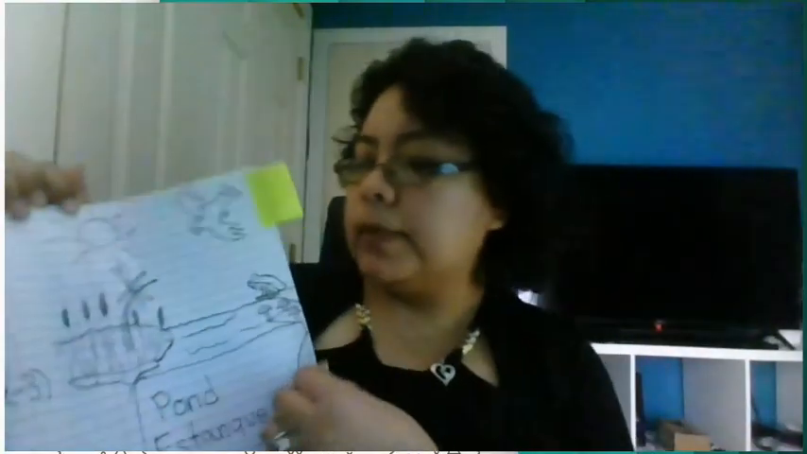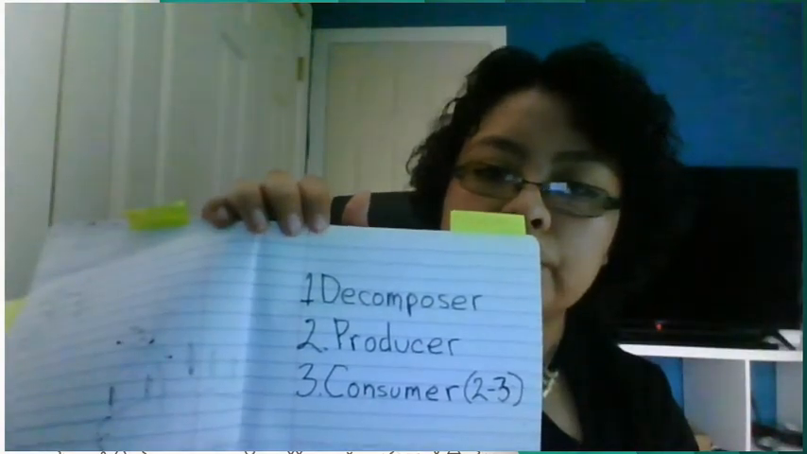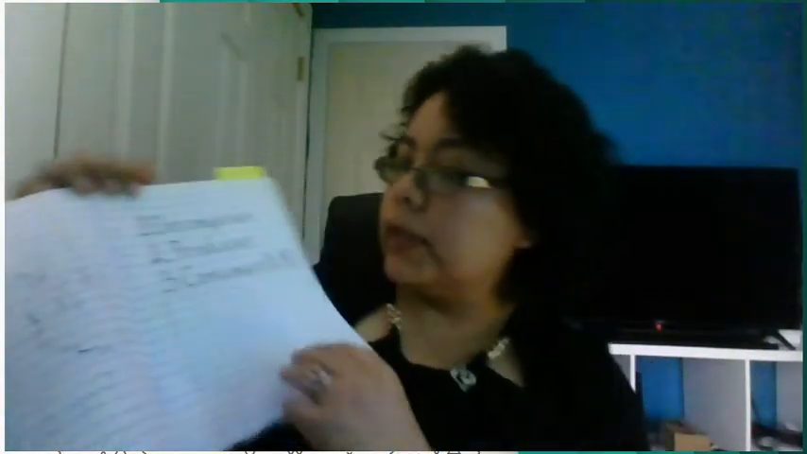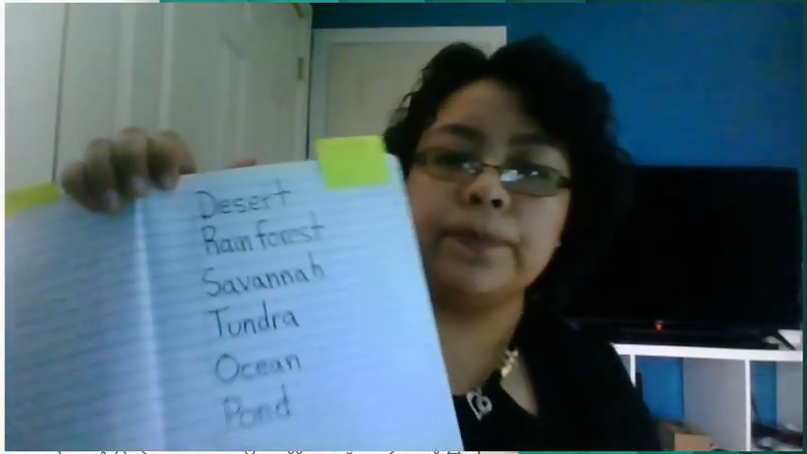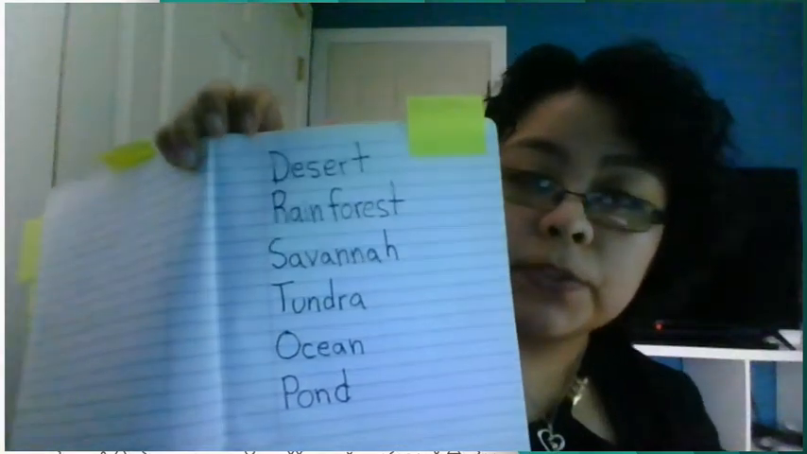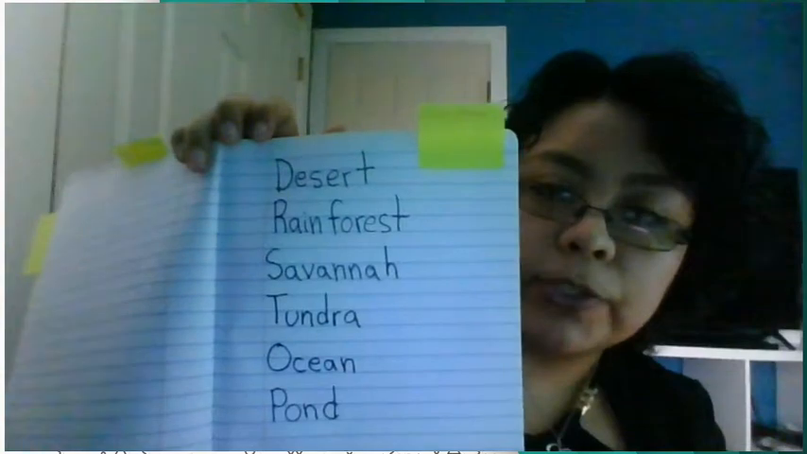So your homework is going to be to draw your own ecosystem and include those three things: decomposers, producers, and consumers. You can have 2 to 3 consumers. Here are some ideas that you can draw. For your ecosystem, you can draw a desert, a rainforest, a savanna, tundra, ocean, or pond, which is the one that I did. Just make sure you have the correct animals where they're supposed to go. For example, you don't want to have a polar bear in the desert because that's not where polar bears live.